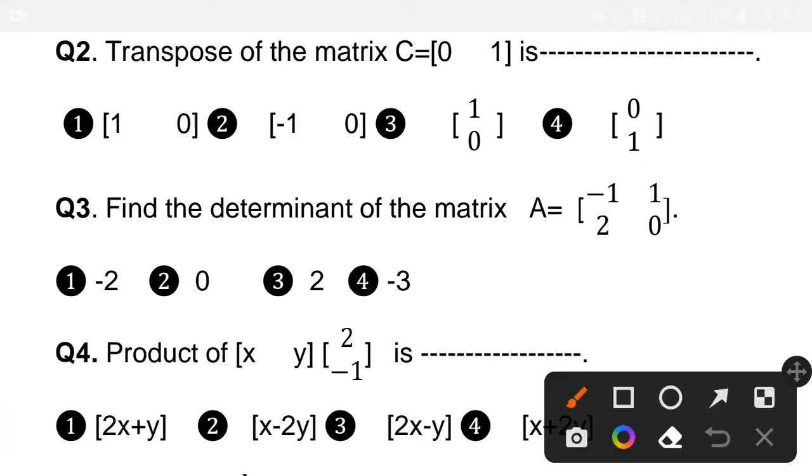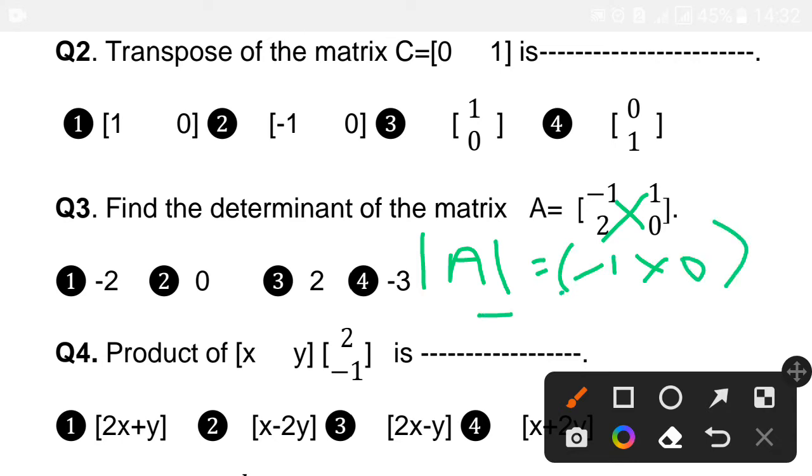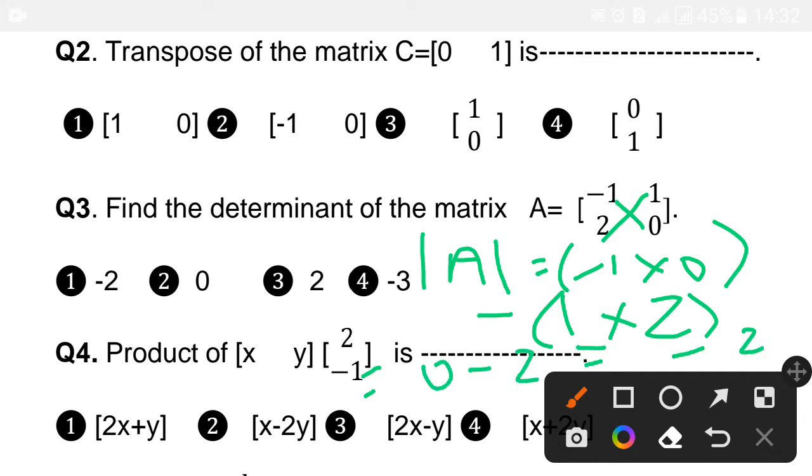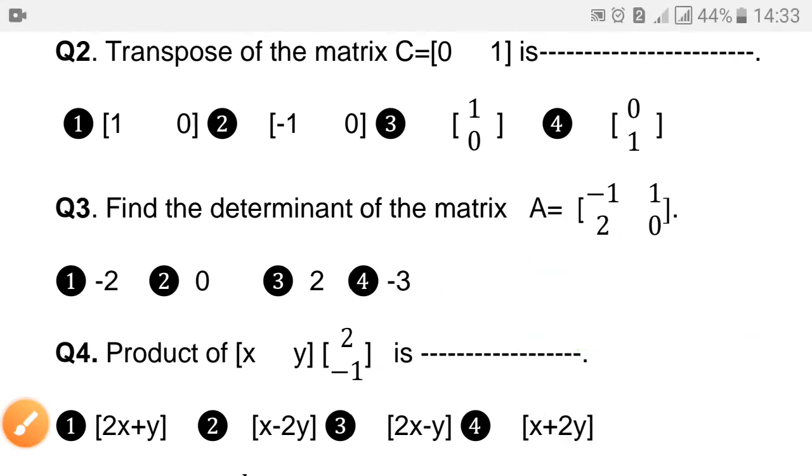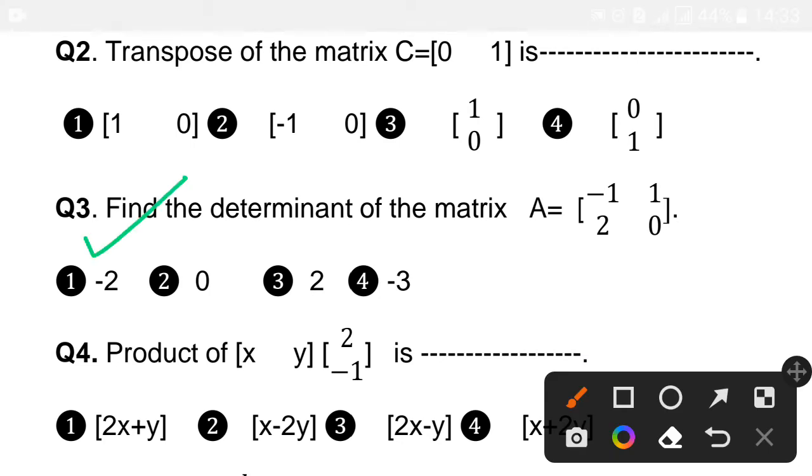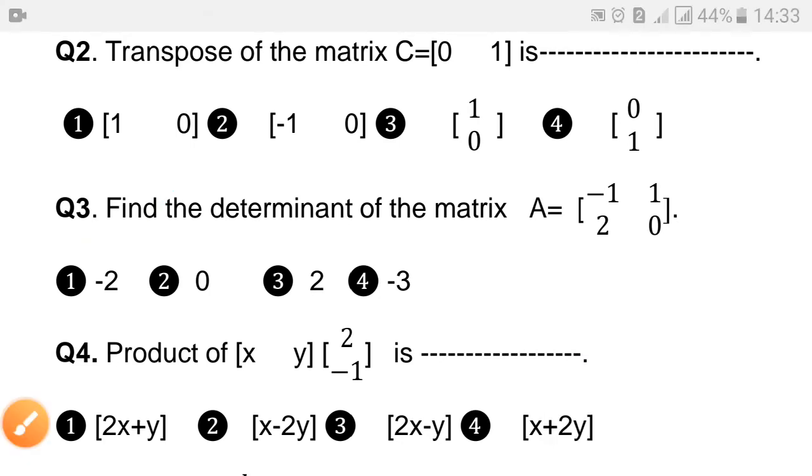To find its determinant, we use the formula: we multiply the diagonal elements. Minus 1 and 0 are in the first diagonal, and in the second diagonal we have 1 and 2. We multiply them and subtract. So minus 1 times 0 minus 1 times 2. Minus 1 times 0 is 0 and minus 1 times 2 is minus 2. So we get minus 2. The determinant of the matrix A is minus 2, which is option number 1. So option number 1 is right for question number 3.